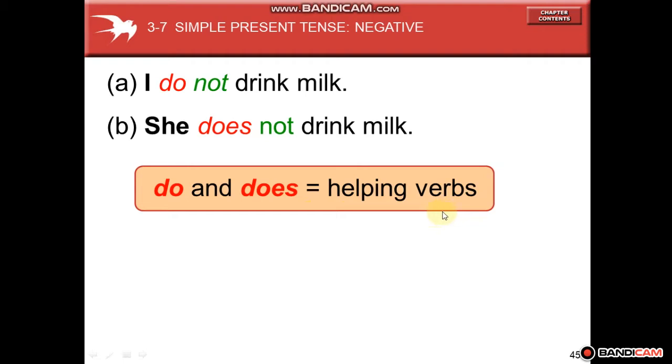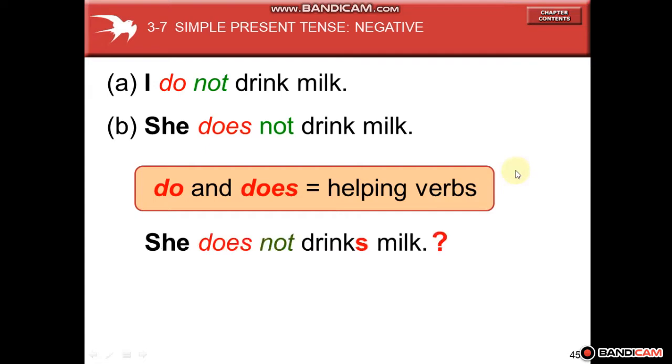Helping verbs. Okay, they are helping verbs. So remember, they are not principal verbs or action verbs, like go, sleep, drink, eat, sit, stand. They are action verbs. They show action.